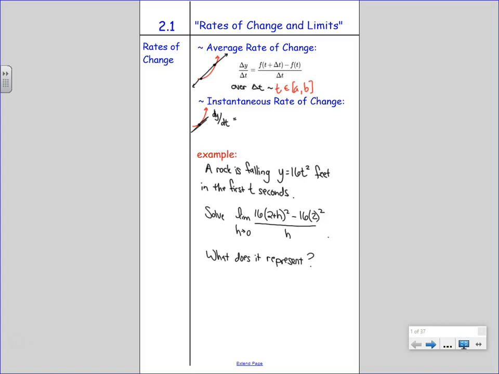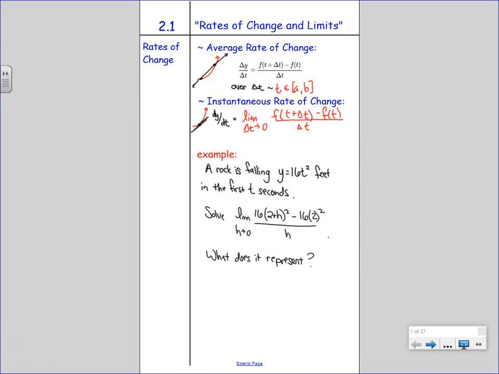Now, instantaneous rate of change, what's different? The point is that we're trying to not have a change in time, we're trying to do it at an instant, so we say the change in time goes to 0, right? And otherwise we can use the exact same equation. Hey, isn't this just the limit definition of a derivative? It also makes sense because it's at one instant, so the change in time is approaching 0.